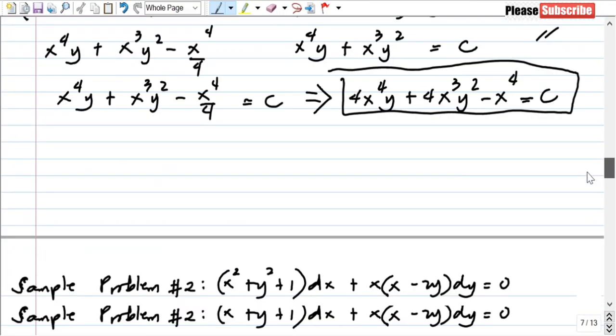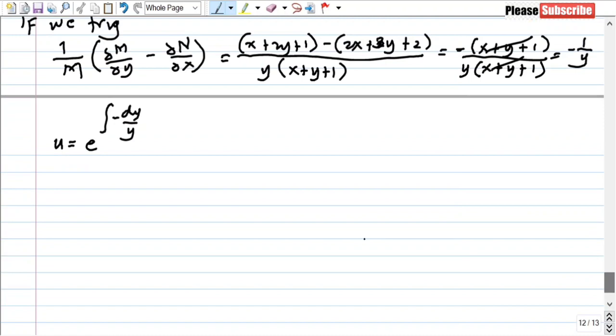Ayan. So, dito tayo sa baba. So, meron tayong negative dyan. So, negative times negative is positive. So, magiging e to the integral of dy over y lang. That's e to the ln of y. So, that will be y. Ito na yung ating integrating factor, wherein ito yung i-multiply natin dun sa ating function.